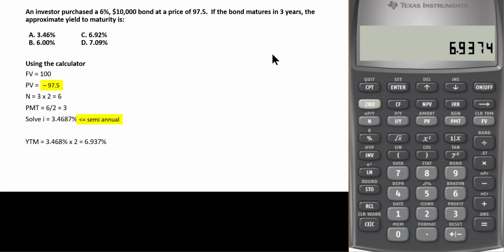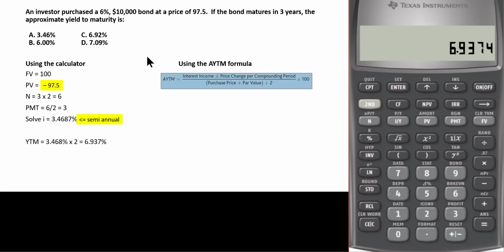Now, to get the exact answer for the exam, we're going to have to use the approximate yield to maturity formula. So this formula says the approximate yield to maturity is equal to the interest income plus the price change per compounding period divided by the average of the purchase price and the par value. We'll multiply by 100 to get it into percent. So let's work through this. So the interest income, that's $3. That was the coupon per period.